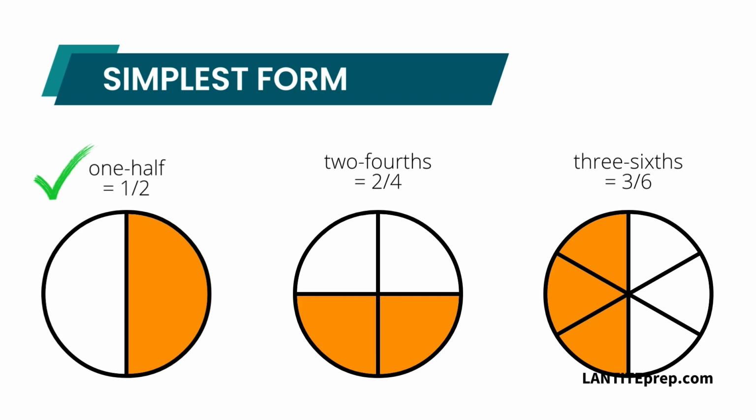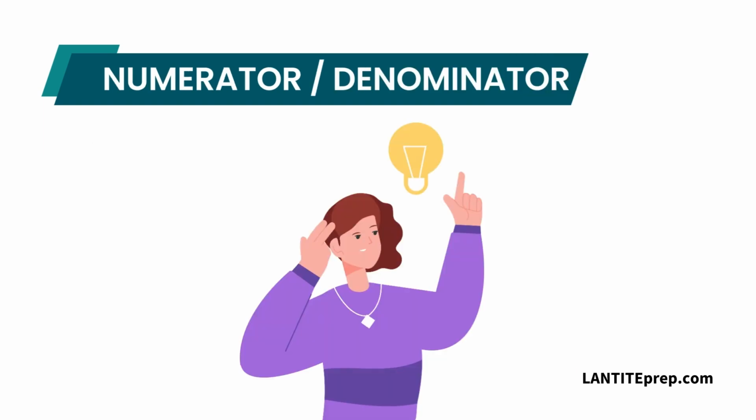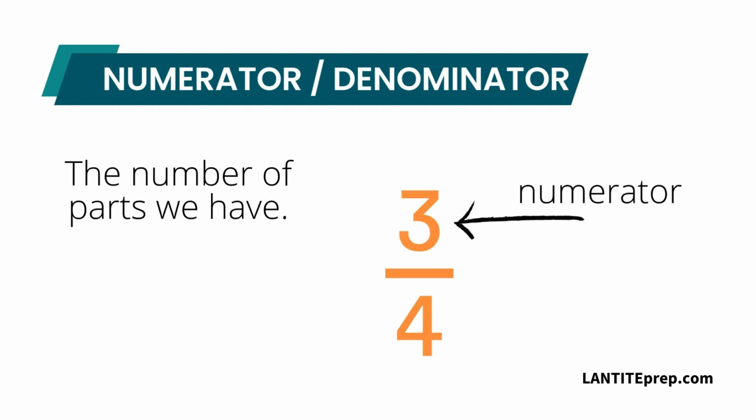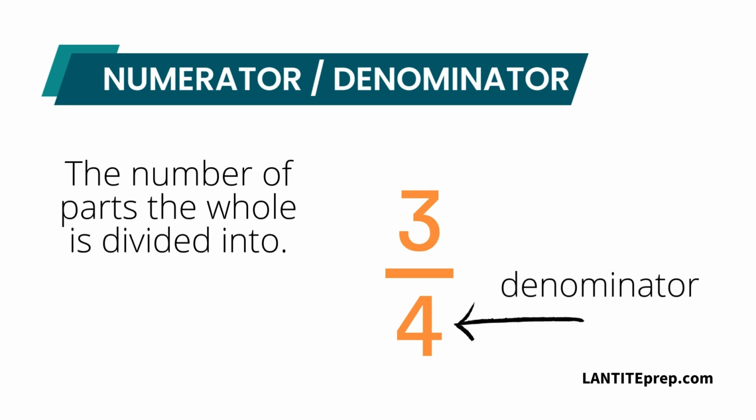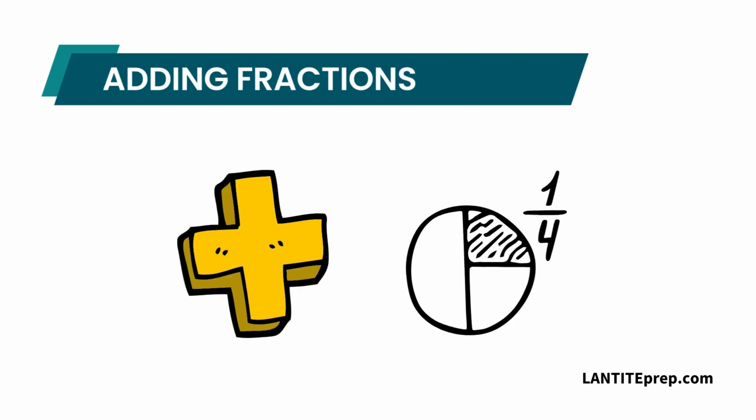Well done. Moving on, let's keep in mind that fractions have a numerator and a denominator. The number on the top is called the numerator, and it is the number of parts we have. The number on the bottom is called the denominator, and it is the number of parts the whole is divided into. Excellent. Now let's move on to adding fractions.